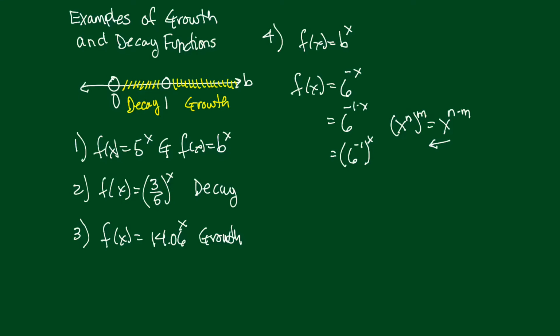Now, what is this 6 to the negative 1? Well, 6 to the negative 1, that's just 1/6 to the x. Now I got the form I want. I've got b, which is 1/6, to the x, just x. So I've got a fraction between 0 and 1 just to the x. So now, do you recognize this? Growth or decay? This is a decay function.